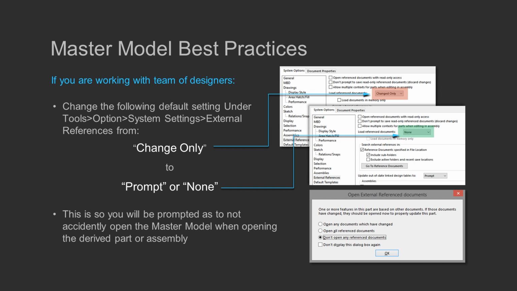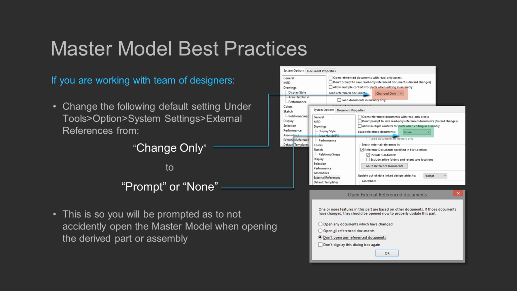The reason is that if you are a team of designers and you have changes being made by one person in the master, it's really not known what those changes will do to the other team members working on the derived parts. Because if it's change only, it means that when they load their derived part, it'll go and load into memory the master and make changes. And it very well could be that the author of the master is making changes but is not yet ready to publish those changes. So that's what this setting is all about.